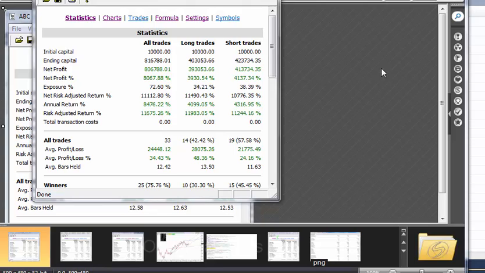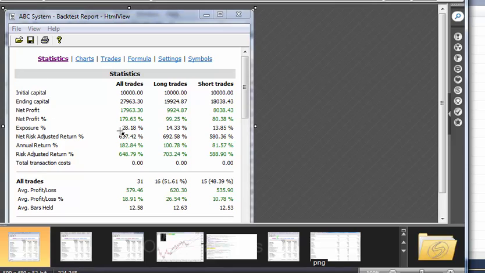Now, I've done various historical tests, and this is software that we use in-house for testing. What's important here is what I call exposure. Notice here it says 28.18%. What that means to me is that this particular system was actually in the market about 28% of the time. Okay, now why is this important? Because this is one particular way of using Andrews.